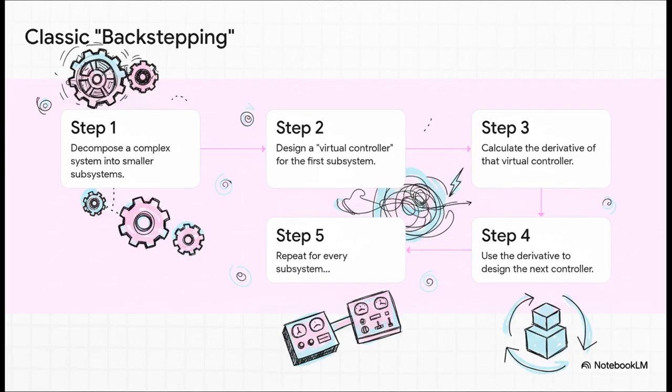Okay, so the method is called backstepping. And at first glance, it's a very logical process, right? You break down one big, hairy problem into smaller, more manageable chunks. For each little piece, you design what's called a virtual controller, basically a set of instructions. Then, you calculate the derivative of that to figure out the instructions for the next piece. It's like a pilot calculating the exact force needed for one gust of wind and then using that answer to figure out the response for the next one, and on and on.